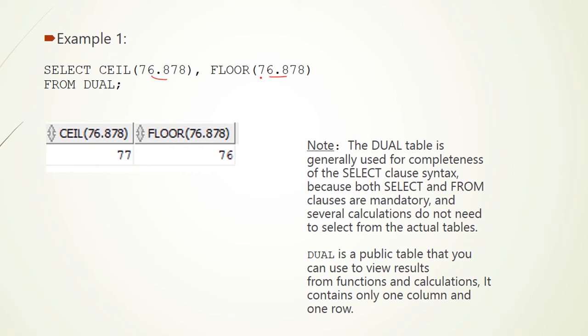So if we run this select statement, select CEIL 76.878, floor 76.878 from dual, the output of CEIL is the whole number that is greater than or equal to the specified number. So what is the integer greater than this number? It is 77. Floor returns the whole number smaller than or equal to the specified number, which is 76.